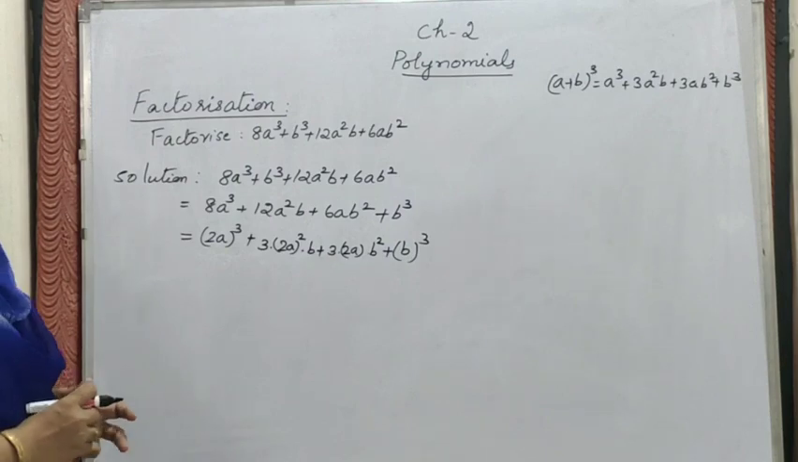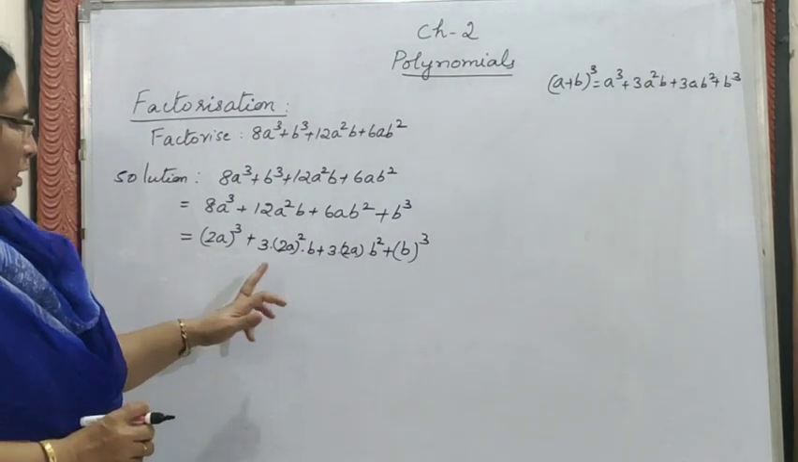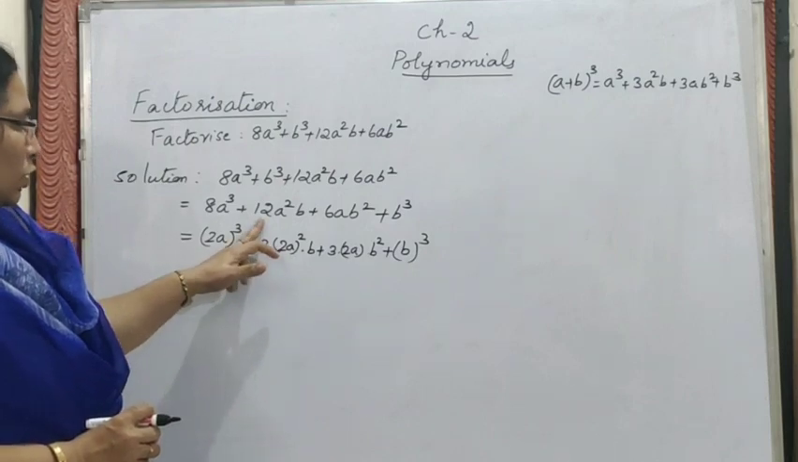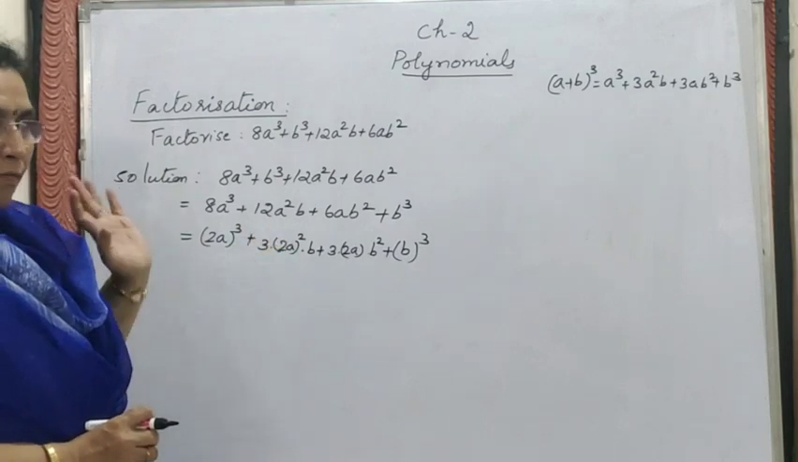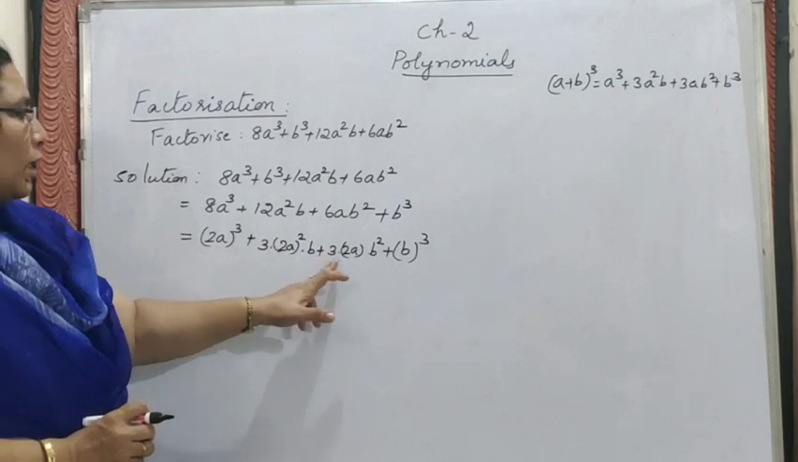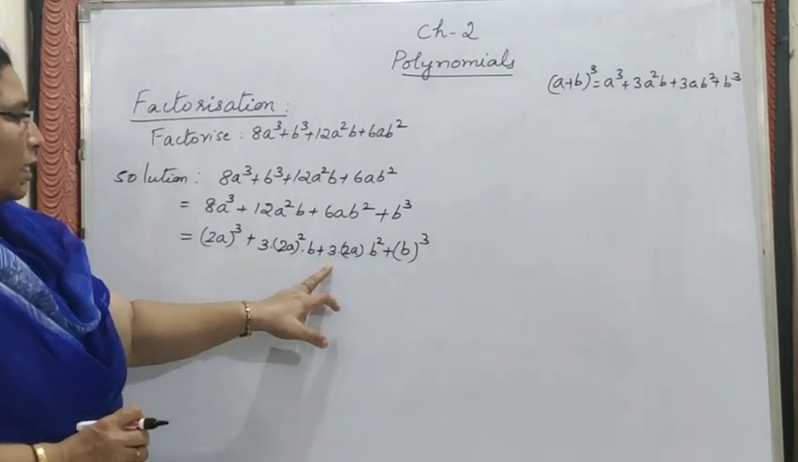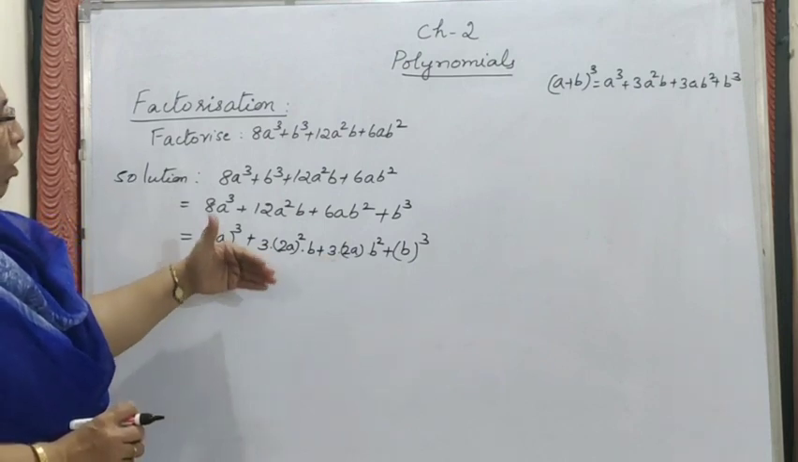Now 3 into, the power of a is decreasing, so 2a I should write, and power of b is increasing. Now what is the next step? We should see the product. (2a)² means 4a², so the number is 4. 4 into 3, 12. Right? a²b, variable part is also correct. 3 into 2a into b², so ab², variable is very correct. 3 into 2, 6. So we got back the terms.